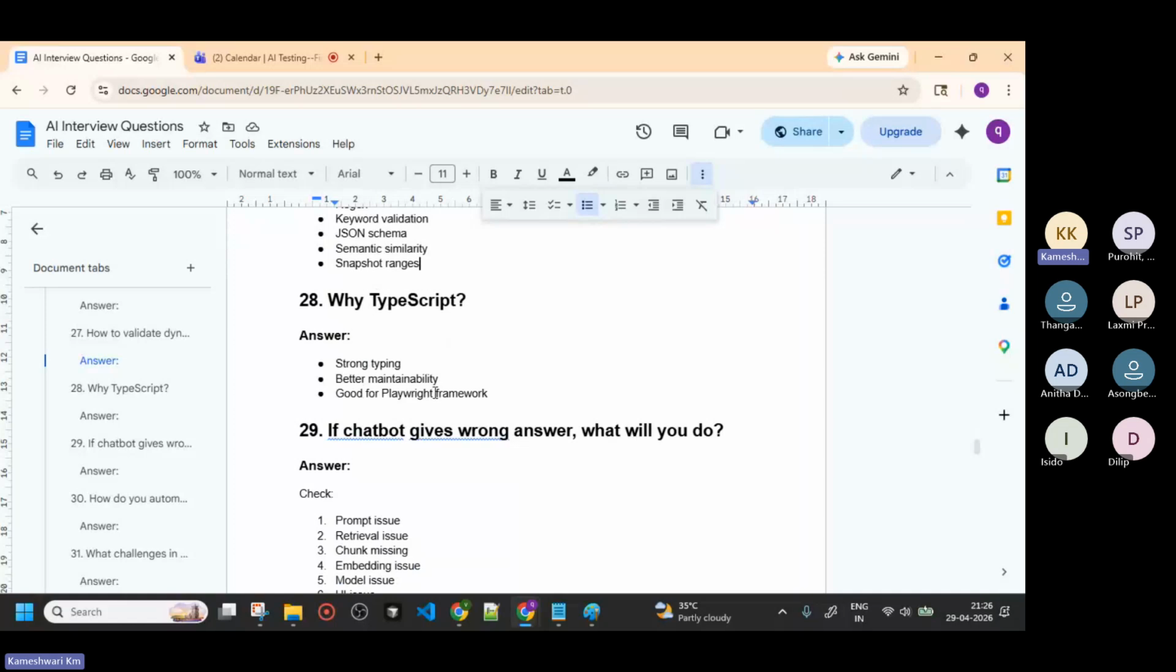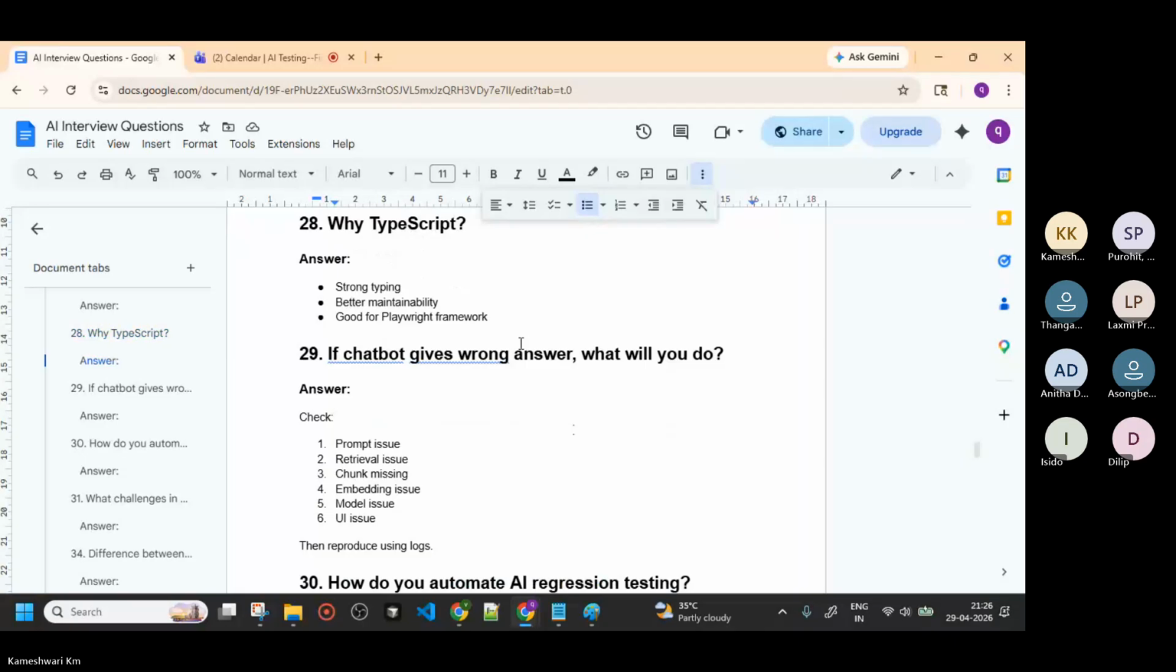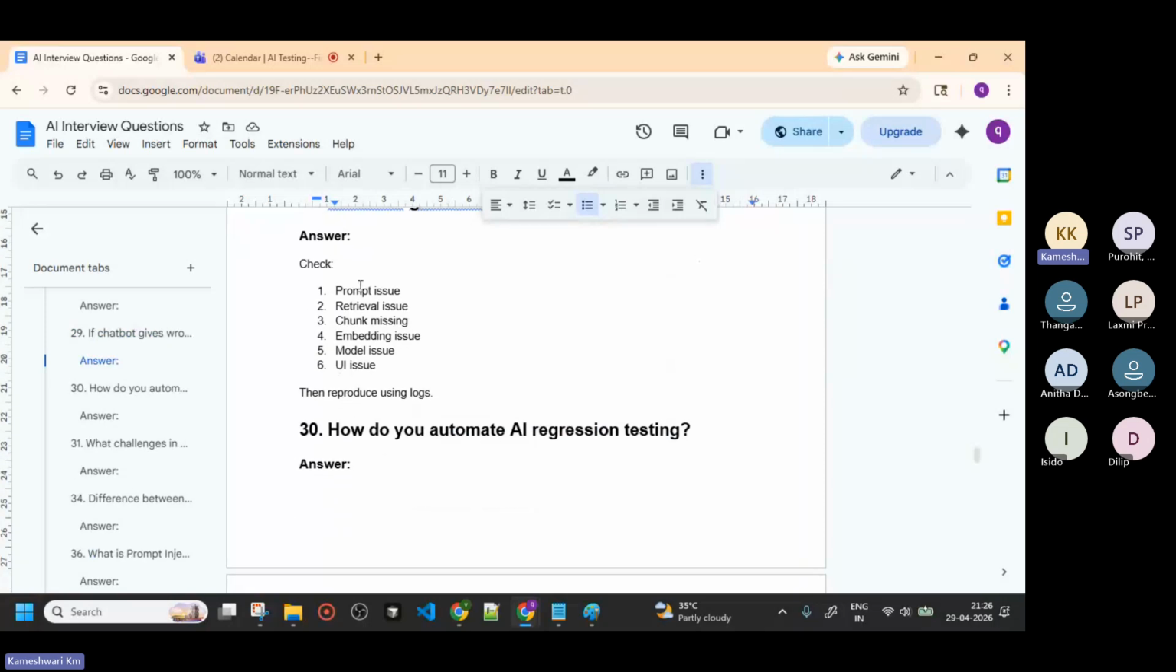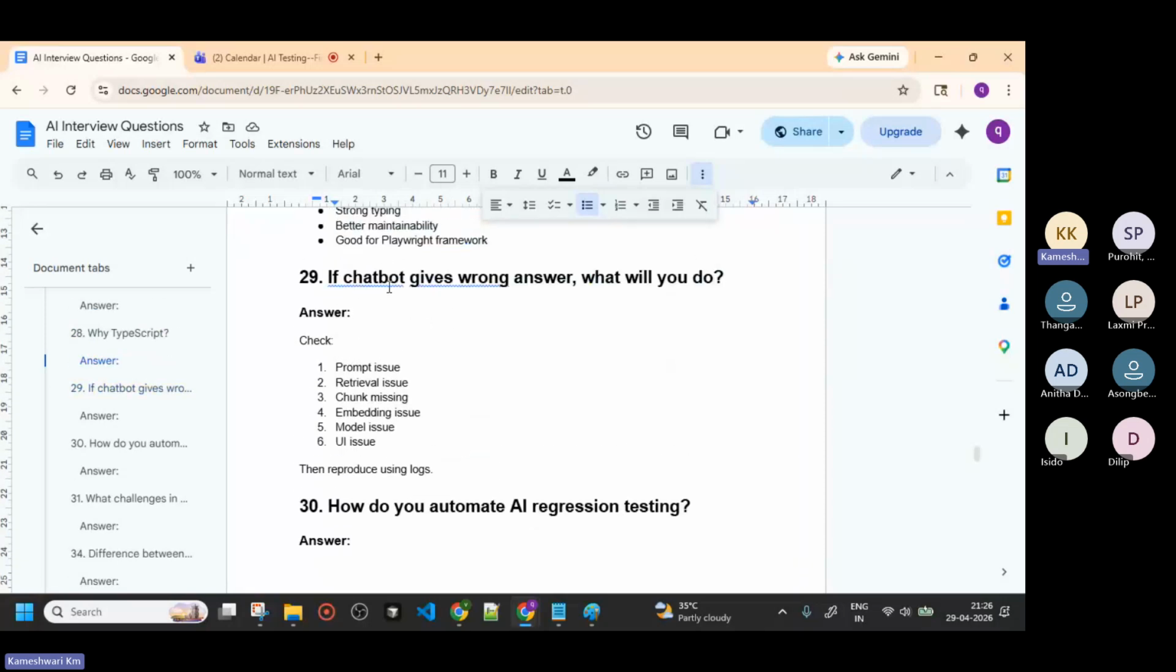JavaScript itself has been designed for ages in browsers, so it is easily capable of finding the locators as well. Instead of writing custom locators, we can directly use get by role, ID, placeholders, these things. If the chatbot gives wrong answers, what will you do? This is a basic question they will ask: if the chatbot gives wrong answers, what will you do?